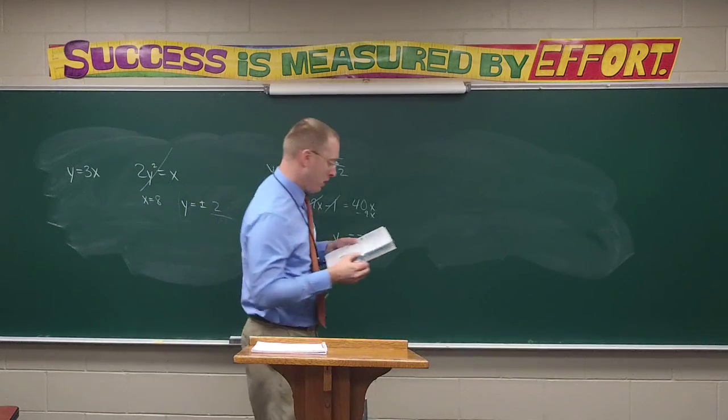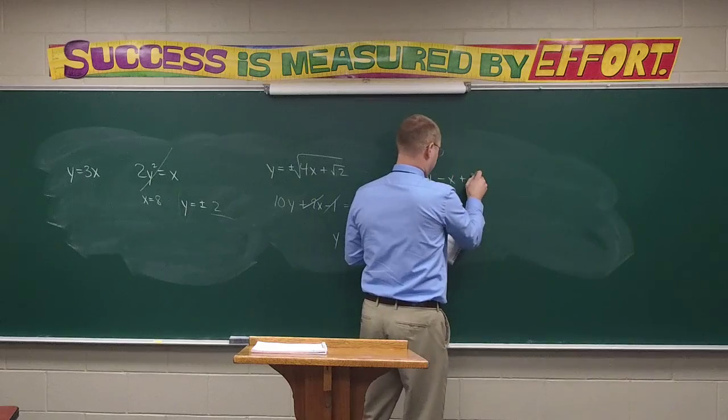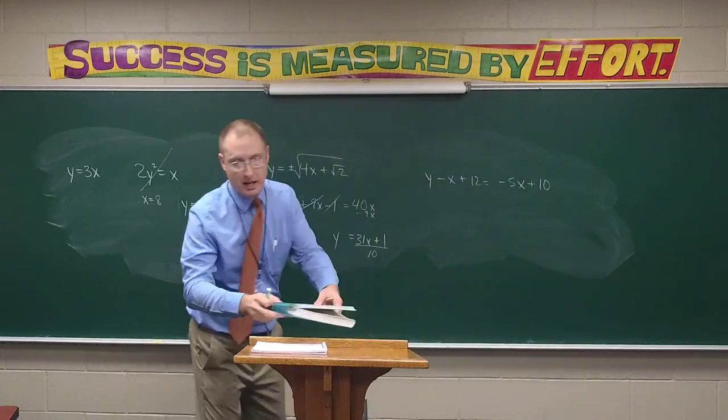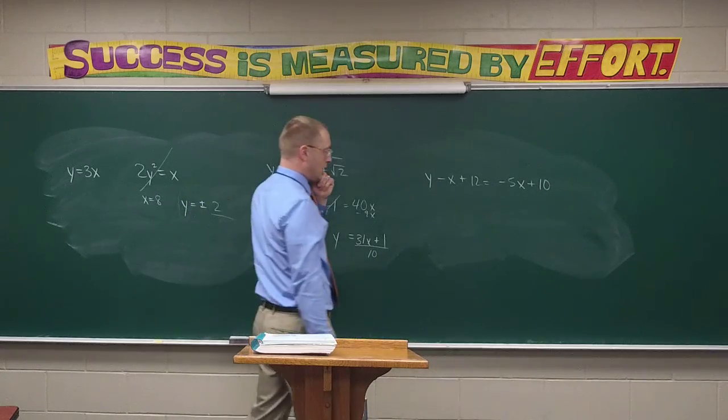Looking at number 21. We've got y minus x plus 12 equals negative 5x plus 10. All right, if we want to get the y by itself, what do I need to do here? Maddie?